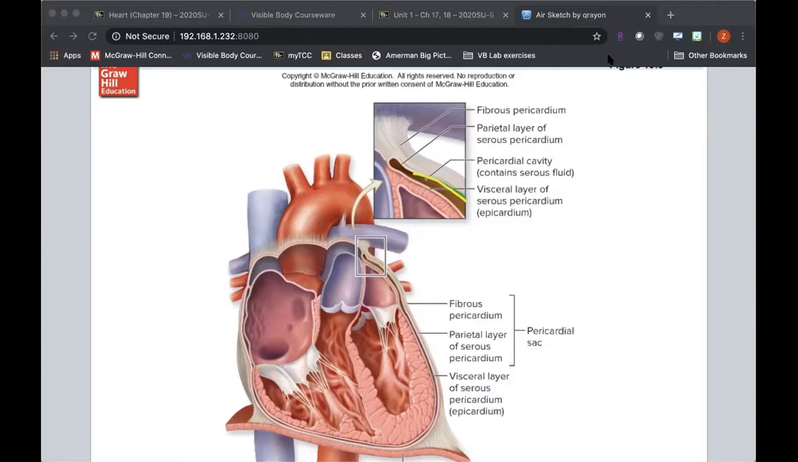Then we have the pericardial cavity, that's this space right here. Okay, I just put the squiggly purple line in there. Okay, that's the pericardial cavity. That's the space between the two layers of the serous pericardium. And then we have this layer right here.